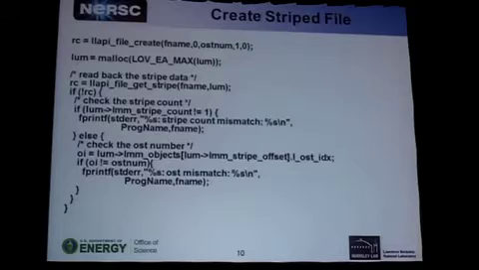Putting it into context, here's a snippet of C code that does just that. You see the first line is the file create. A little further down, the get stripe, you'll see a check for the stripe count. And further down on the bottom, you'll see the check for the OST number.